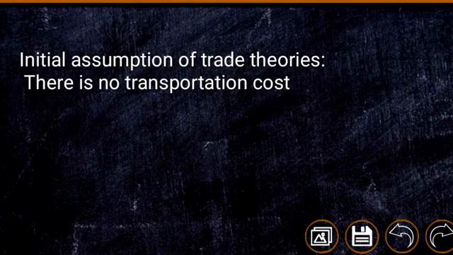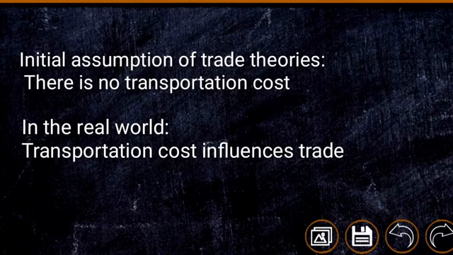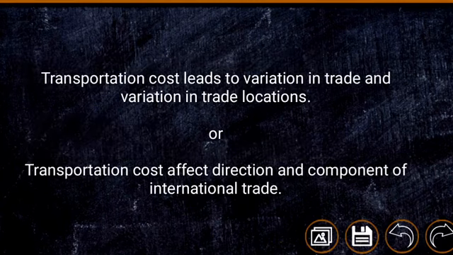But in the real world, the influence of transportation cost is very much, and the influence of transportation cost on traded commodities will lead to variation in trade as well as variation in trade locations. It affects the direction and composition of international trade.